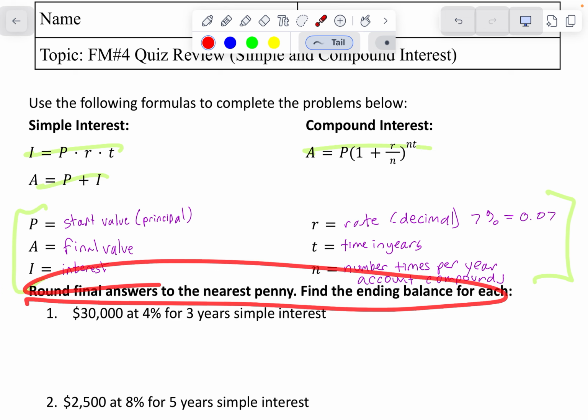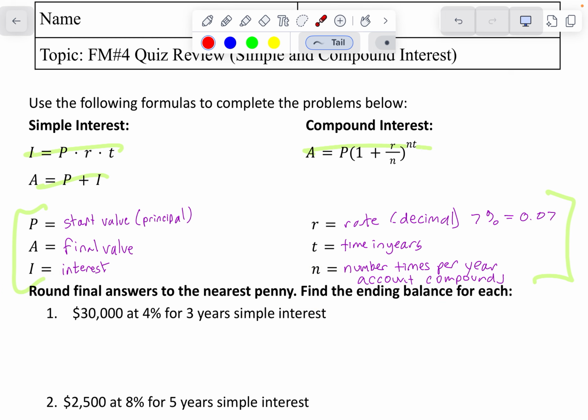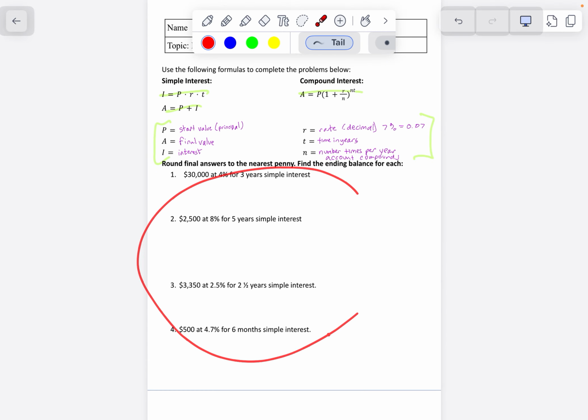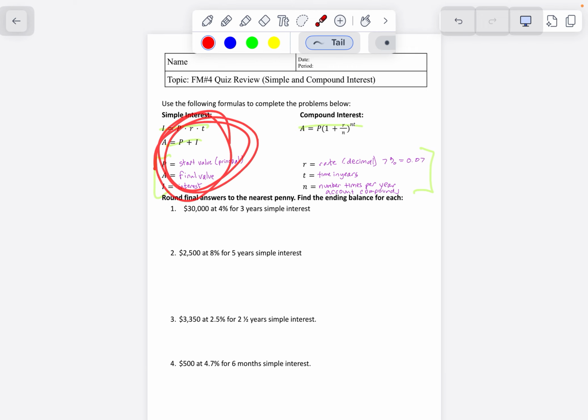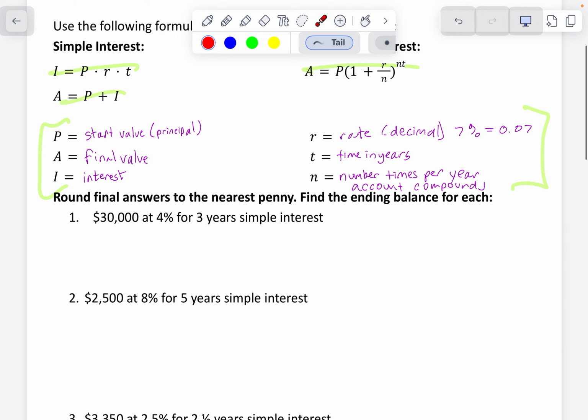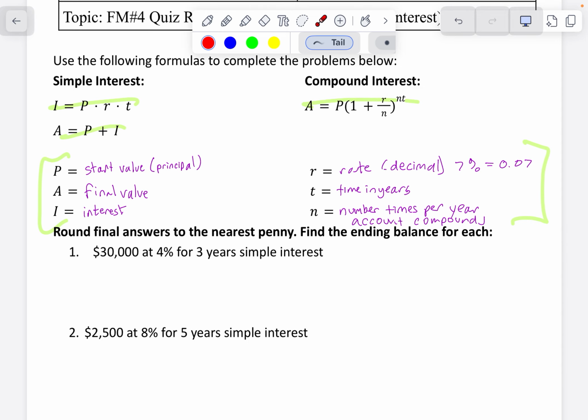So that being said, let's look at these ones. I'm going to be a little bit forgiving on the rounding in case you round a little off. Please try to wait in the calculator until you're right near the end, then round to the nearest penny, okay? So let's look at this first section here. These first 4 are simple interest. So we're going to stick to this column over to the left here. It says find the ending balance for each. We're going to round to the nearest penny.